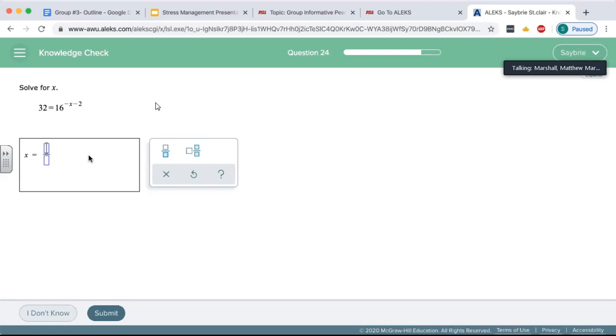So 32 is 2 to the 5th. 16 is 2 to the 4th power. Times negative x minus 2. I think, yeah, you want to switch over? I think I got this one. I'll show you.